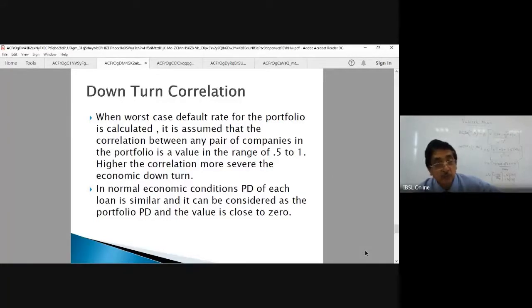Now, when the worst case default rate for the portfolio is calculated, it is assumed that the correlation between any pair of companies in the portfolio is a value in the range of 0.5 to 1. Higher the correlation, more severe the economic downturn. Or the other side also: more severe the economic downturn, higher the correlation. That also can be taken as correct. In normal economic conditions, PD of each loan is similar and it can be considered as the portfolio PD, and the value is close to 0.